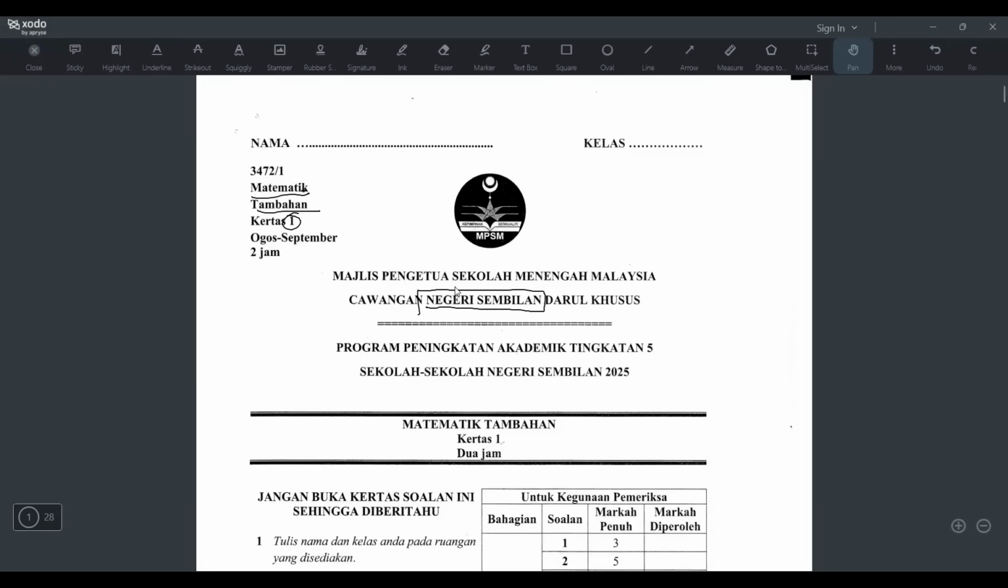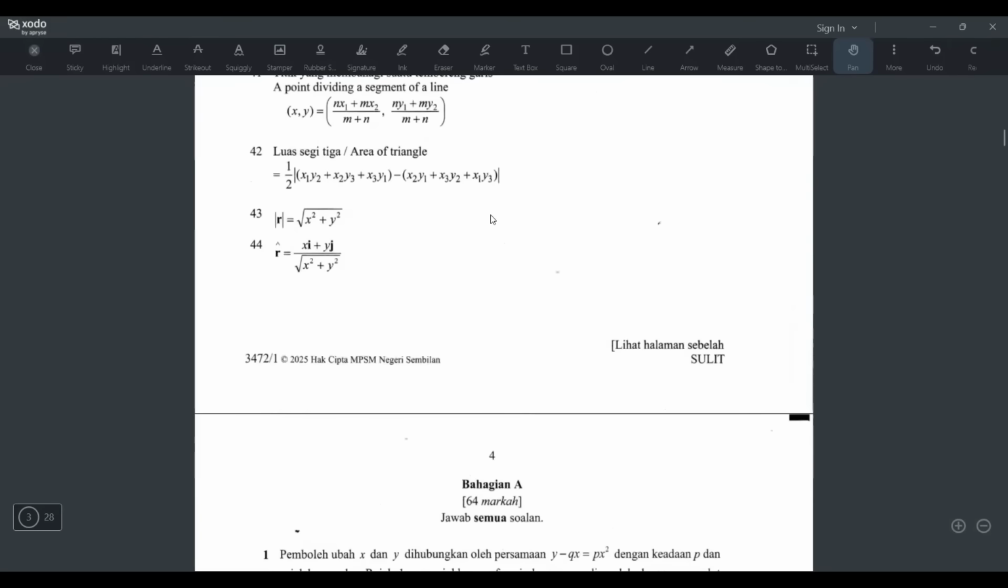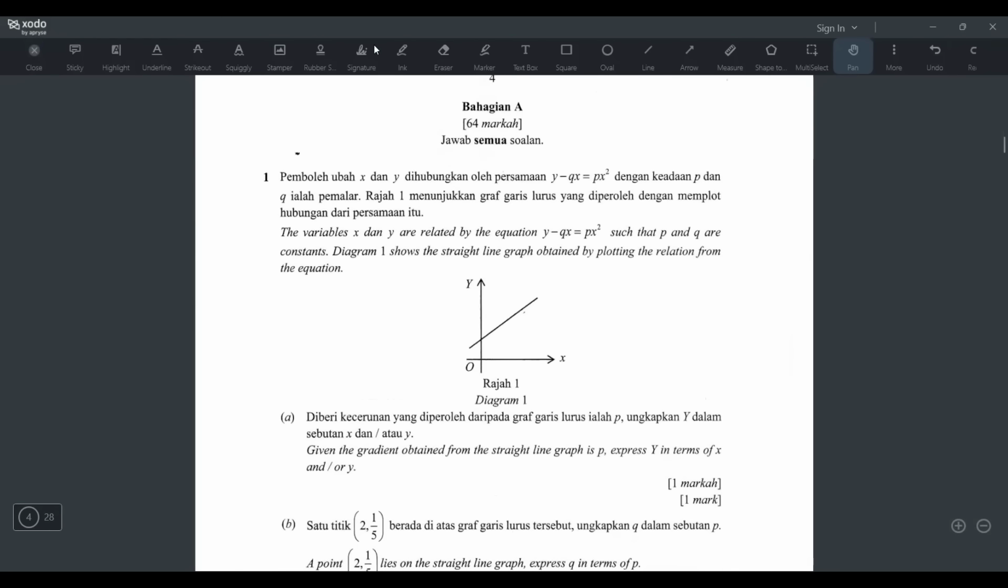Alright, so I think I'll start now. So these are formulas. I will skip. Okay, let's start with bahagian A. Okay, so jawab semua soalan, number 1. Alright, this one is from Form 4 linear law, so from Form 4 chapter 6.